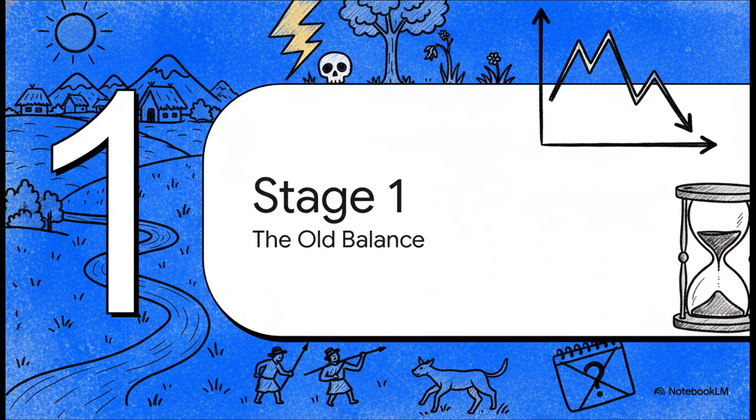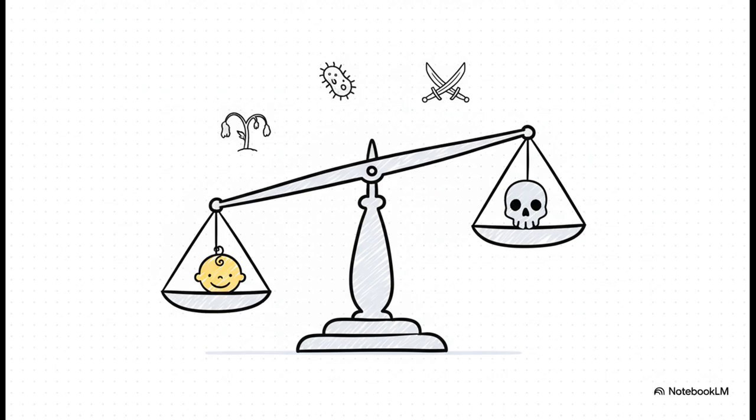So let's start at the beginning. Stage 1. For almost all of human history, this was it. This was reality, a kind of natural balance, but a really, really harsh one. So picture this. You've got super high birth rates, but they're basically canceled out by equally high death rates. You know, things like famine, disease, war, they were just a constant part of life. So even with a lot of babies being born, the total population barely grew at all.